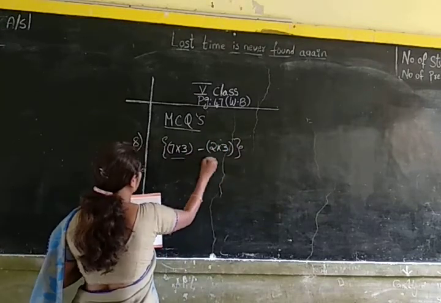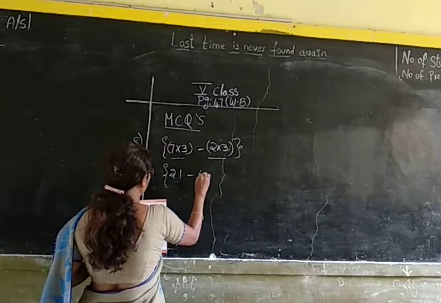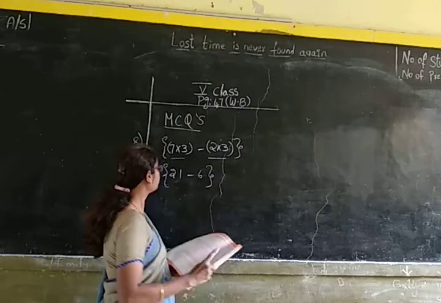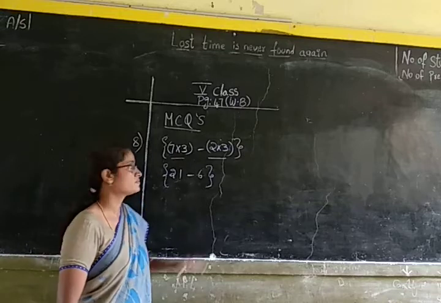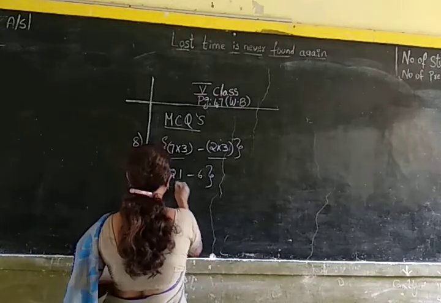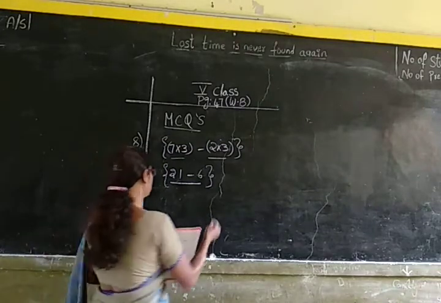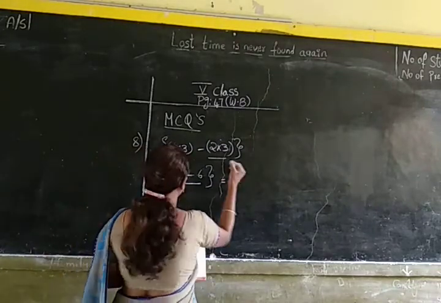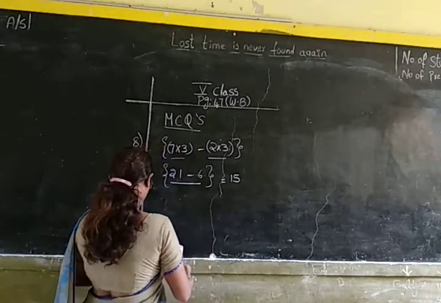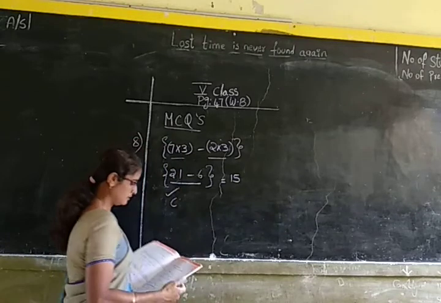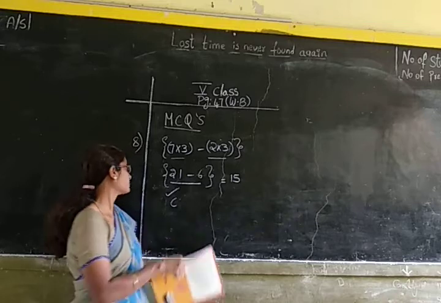7 3s are 21. First we have to solve the terms inside the round bracket. Minus 2 3s are 6. Then you have to solve the terms inside the flower bracket. Now you have to do subtraction. 21 minus 6 is equal to 15. The correct answer is in the option C. So all of you tick the option C.